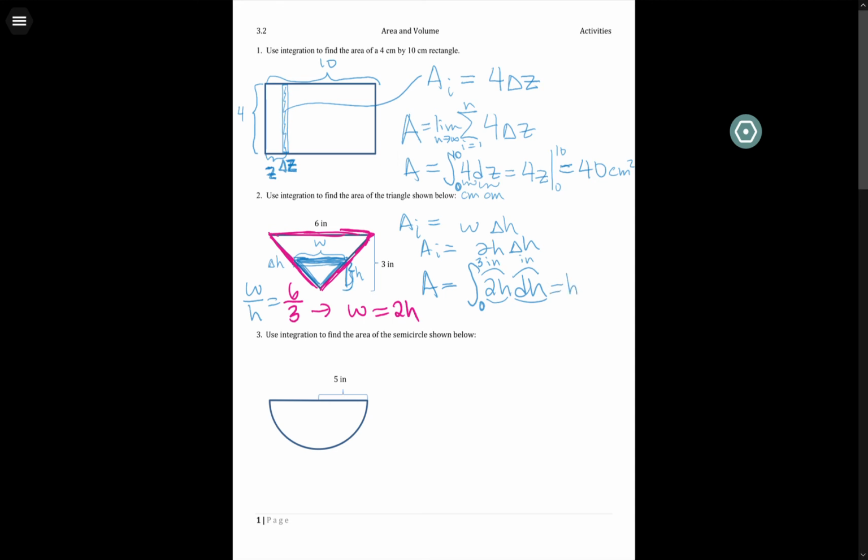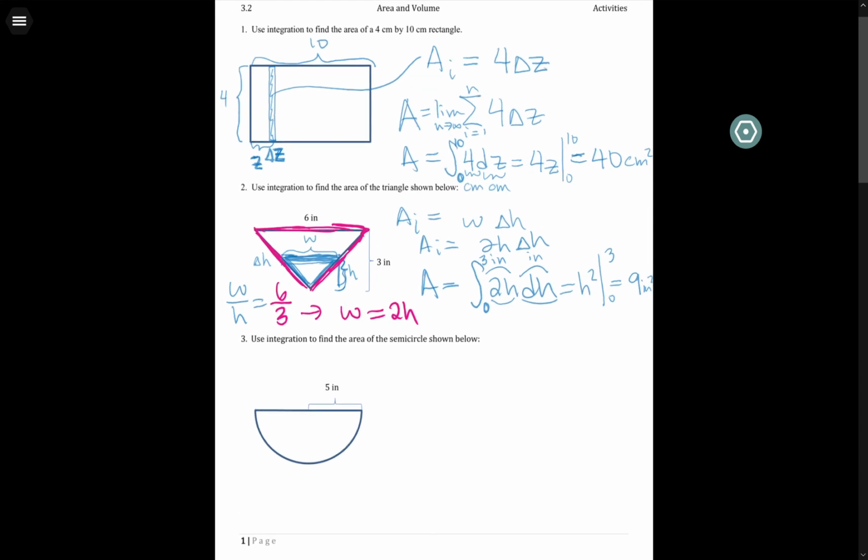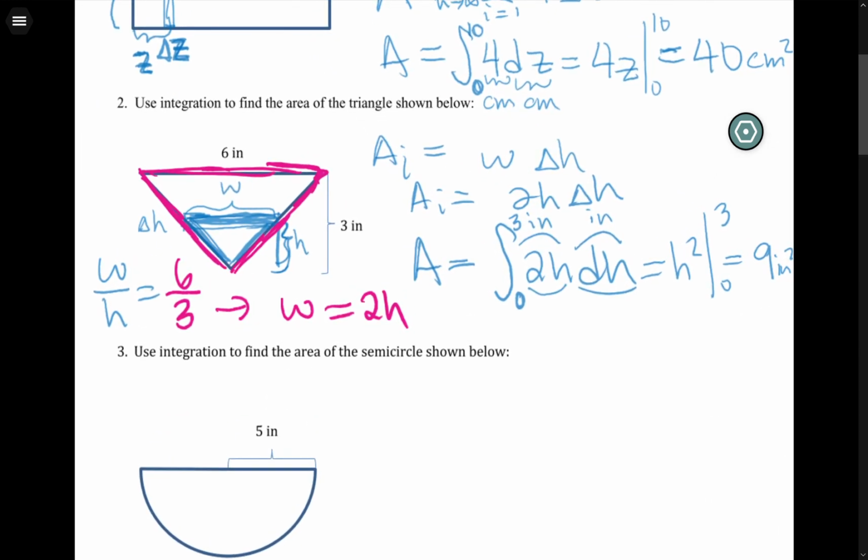And this means I'm getting an h squared from 0 to 3, which means I'm getting 9 minus 0, which is just 9. And that should be square inches. Inches squared. I don't know why I have this zoomed so far out. And if we look back at our picture, we know that area of a triangle is 1/2 base times height. So 6 times 3 is 18. Cut it in half and get 9. This looks perfect.